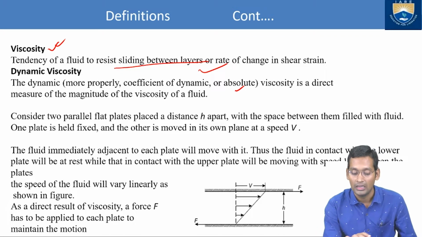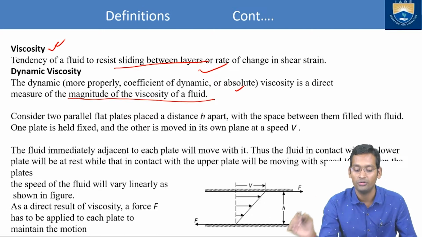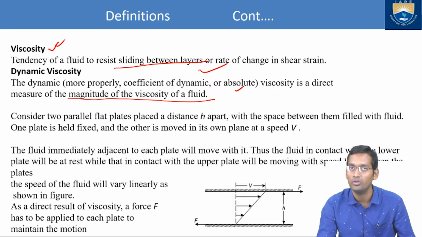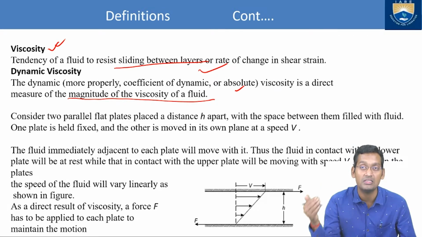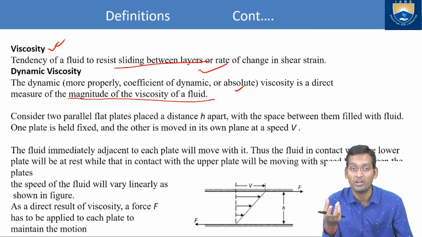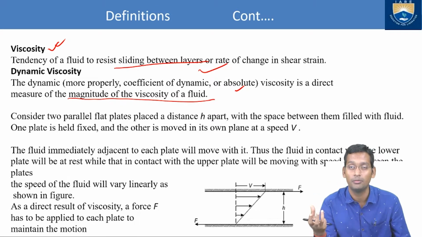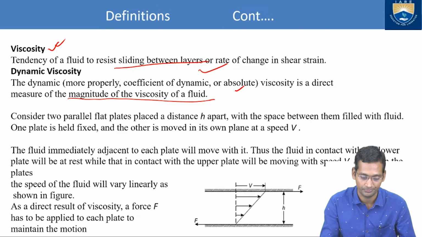Dynamic viscosity is a direct measure of the magnitude of the viscosity of the liquid or fluid. So what is the magnitude of the viscosity? It means by what amount it will stick, how much it's aligned. Just like if there's a rough surface, the water or liquid molecules will stick more. If there's a smooth surface, they will stick less. So now just see how these things work.